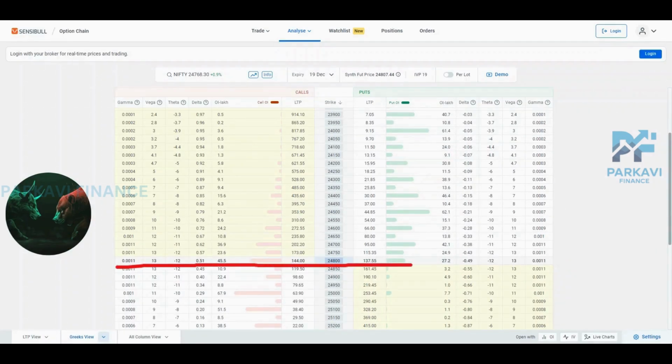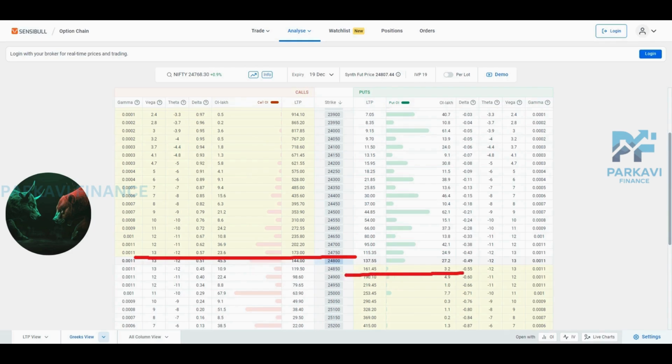At the end of the slide, where will we get this kind of data? Log in to your broker or Sensibull option chain. In the option chain, you can find the Greeks view. You will get the entire data for gamma, Vega, theta, delta. Under rho, nobody looks at this one.